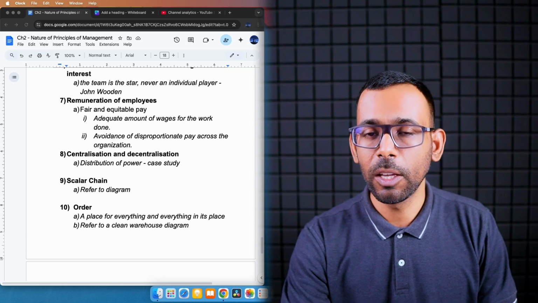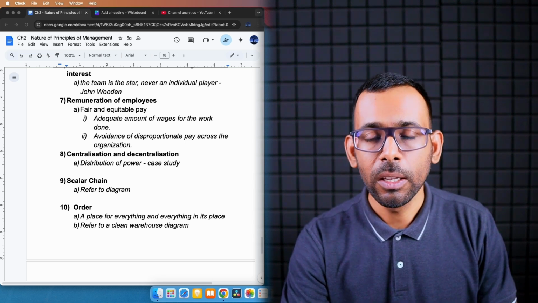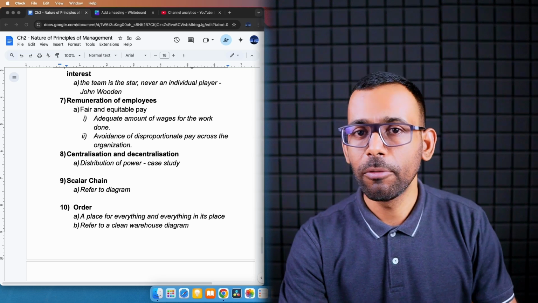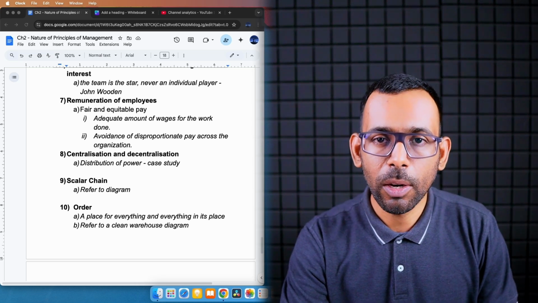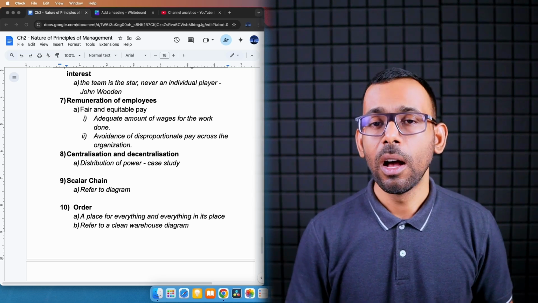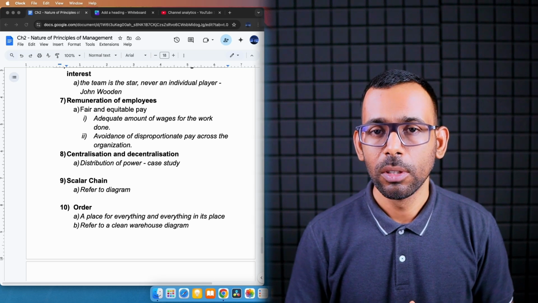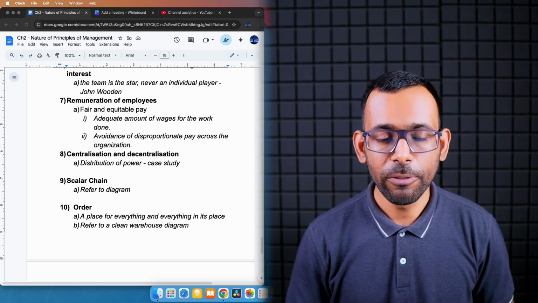They won't get the basic perks, they won't even get the safety equipment they are supposed to be provided with. They will be risking their lives while working. So Fayol says to avoid this disproportion. That's the 7th principle of Fayol.